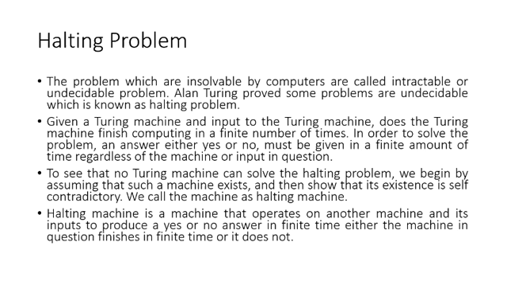There are some problems for which we are not able to find the answer, and such a problem halts in a rejection state. We say that problem is a halting problem, and the Turing machine which recognizes that kind of problem is called a halting machine. So what is a halting machine? A halting machine is a machine that operates on another machine and its input and produces either a yes or no answer in a finite time. Either the machine in question finishes in finite time or it does not.